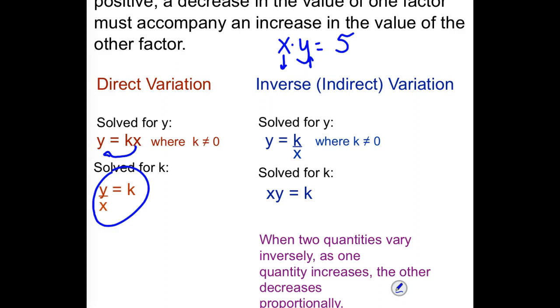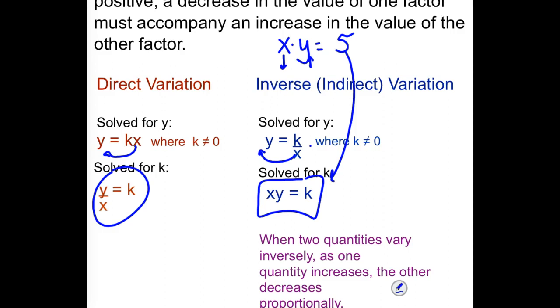Okay? For inverse or indirect variation, we start out with y equals k divided by x. If we were to solve that for k, we multiply our x to the other side, and we get this. So that's what I was referring to up here. If we have a product that stays a constant, when we increase one value, we have to decrease the other.